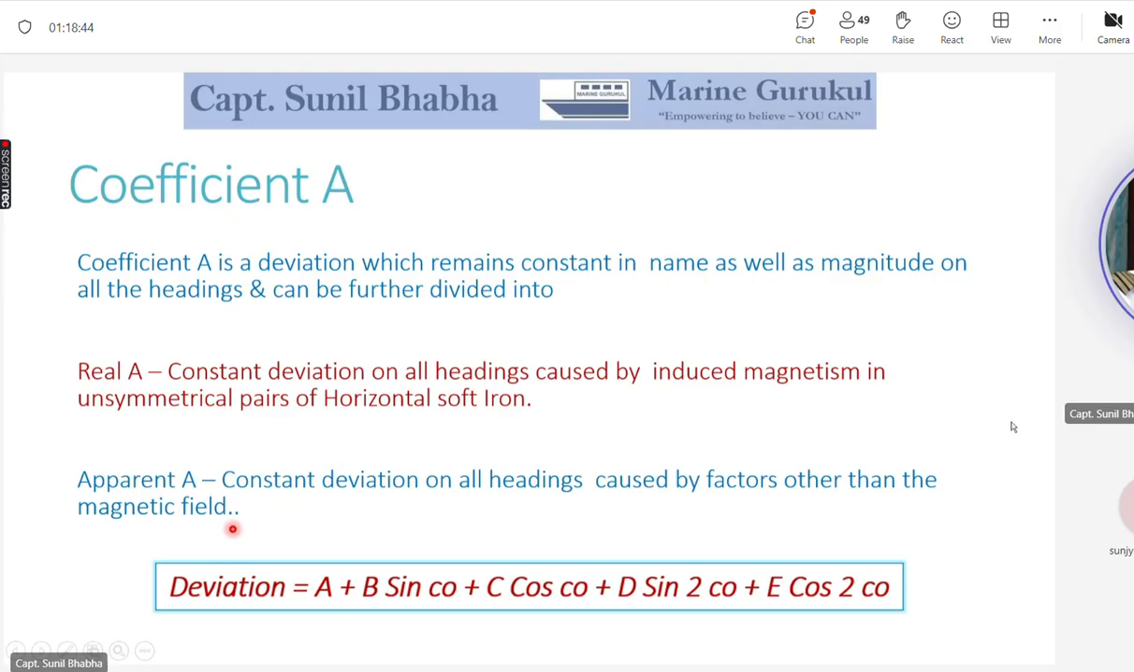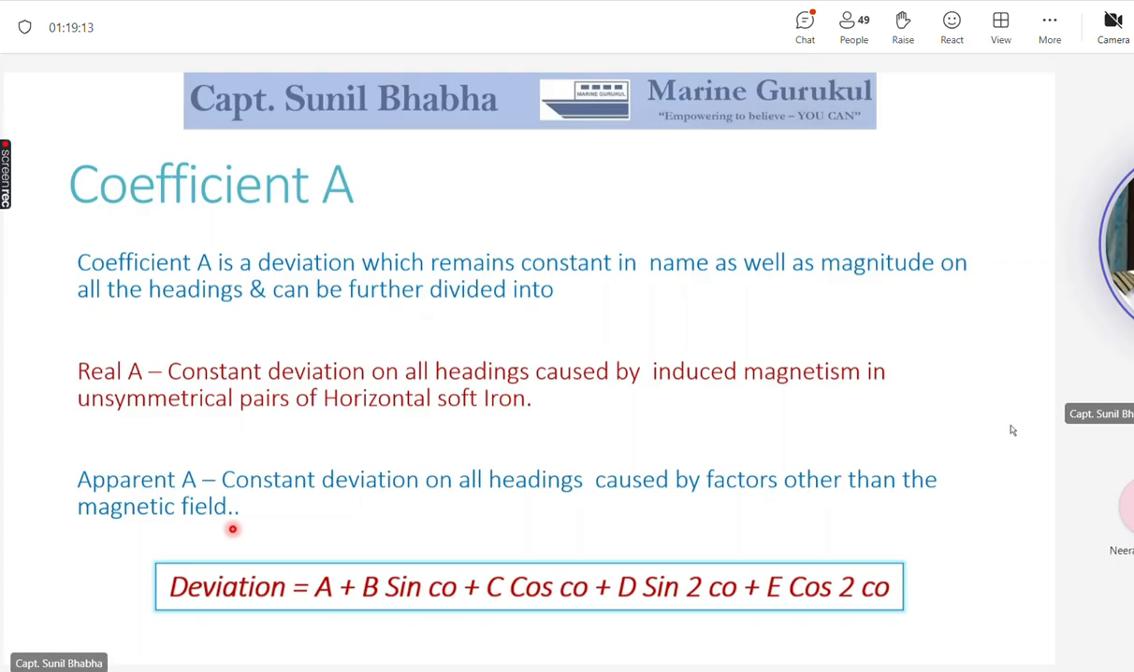Moving ahead now, beta. Sir, only horizontal soft iron, sir. Nothing really about hard iron, sir. No, beta, no. This coefficient A is only generated by induced magnetism, and that too only in horizontal soft iron. Copied. So what is meant by unsymmetrical pairs of HSI?